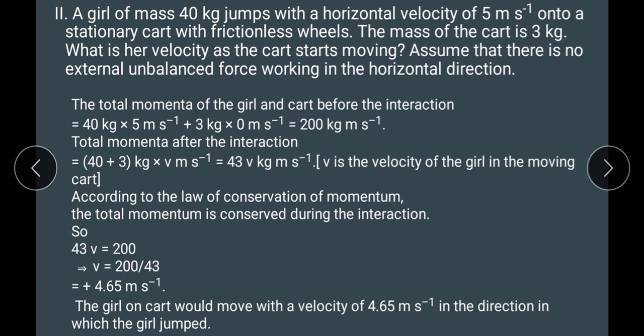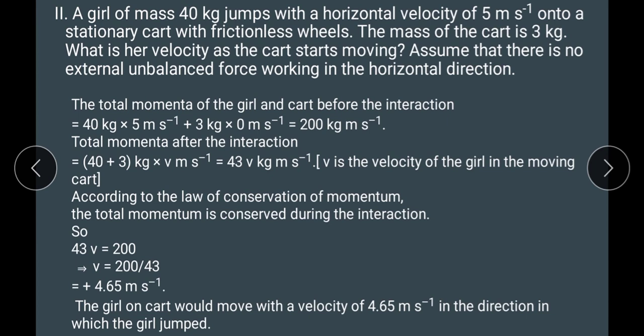We first calculate the total momentum of the girl and the cart before the interaction. So it's 40 into 5, because it's given that the mass of the girl is 40 kg and her velocity is 5 meter per second. We multiply to get the momentum of the girl, and 3 into 0 is the momentum of the cart, because 3 kg is the mass of the cart and 0 as in it's not moving. So the total we get is 200 kg meter per second.